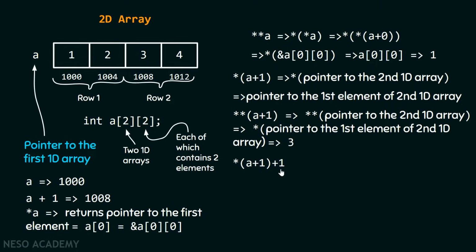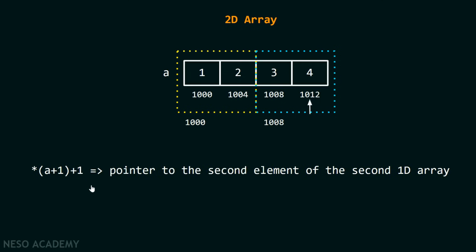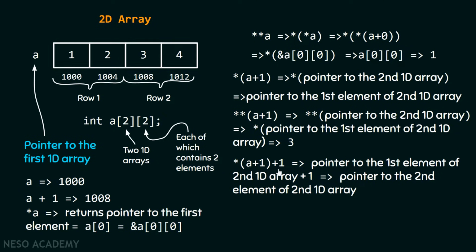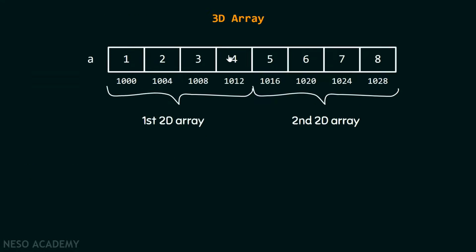Now what happens if we write something like this? *(A+1)+1. I know that *(A+1) gives me the pointer to the first element of the second one-dimensional array. That means my arrow is at this point, right? If I add 1 to it, then it simply moves 1 position in forward direction. This means that I will get the pointer to the second element of the second one-dimensional array. Therefore, *(A+1)+1 gives me the pointer to the second element of second one-dimensional array. And if I put a star in front of this whole thing, then I will get the last element, that is this element.